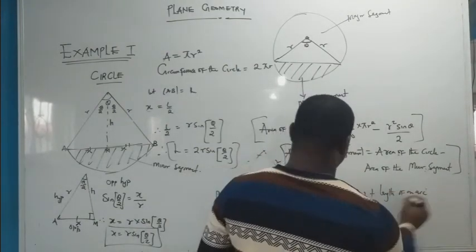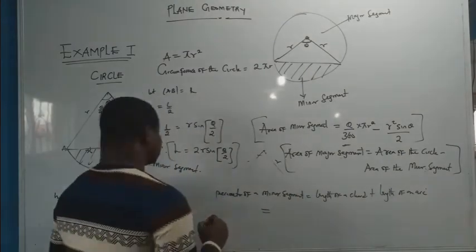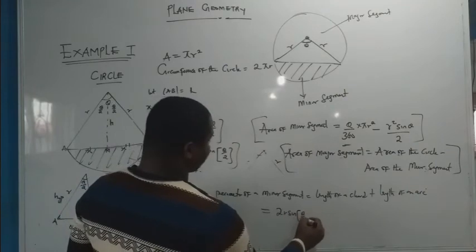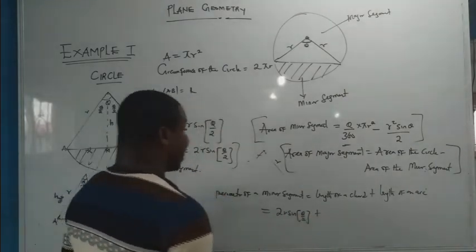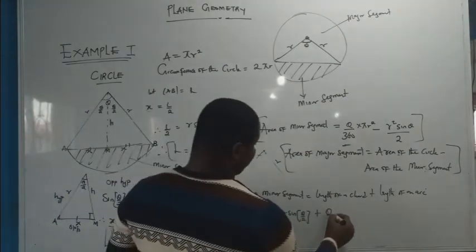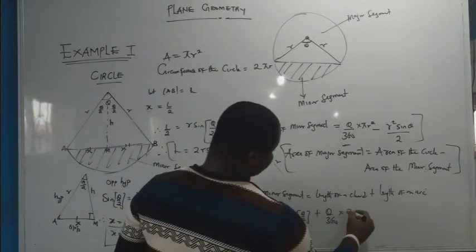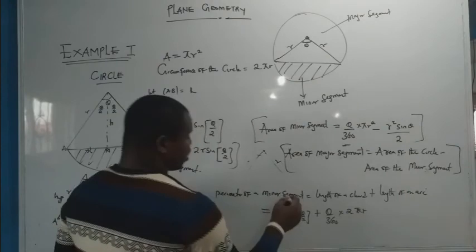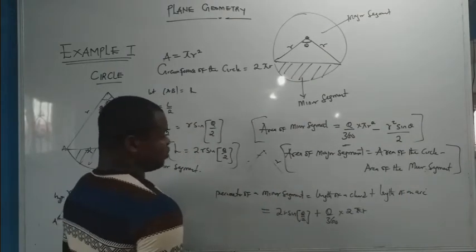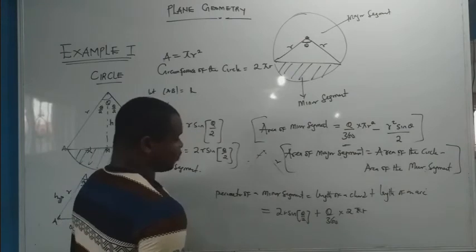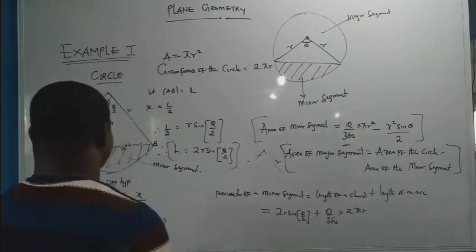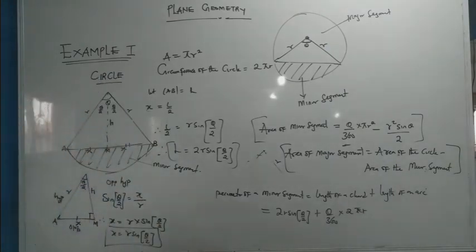So what is the length of a chord? The length of a chord is 2R sine theta over 2, plus what is the length of an arc? The length of an arc is theta over 360 times 2 pi r. Okay. Alright, so this is how to calculate the perimeter of a minor segment. Exactly. Okay, so let's look at one or two examples and we move to the next aspect.